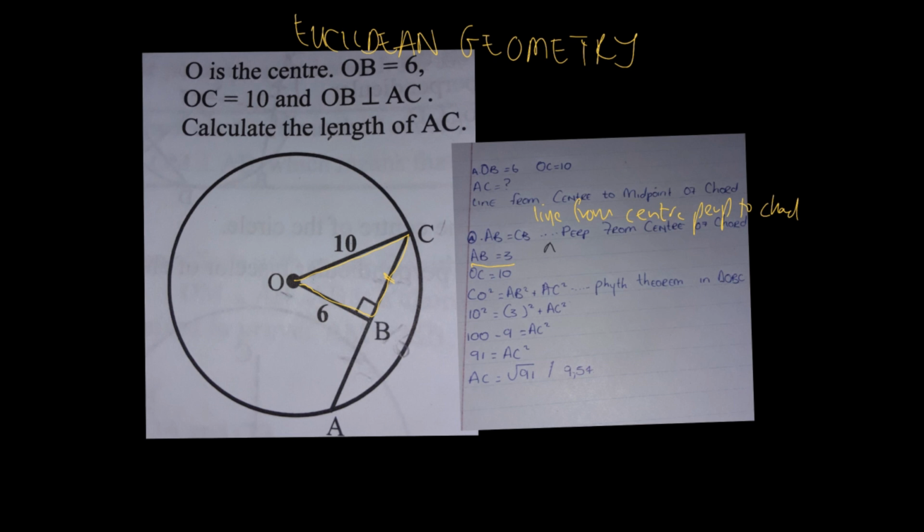Because this line OB comes from the center and it's perpendicular to ABC, it means that it cuts ABC in half. So in other words, we know that AB and BC are the same length, and that's going to be our starting point. Anyway, go on to the next page and I'll show you how you were supposed to set this out.